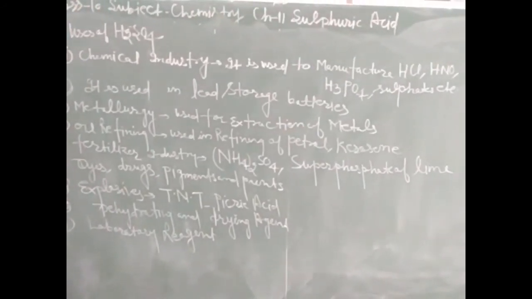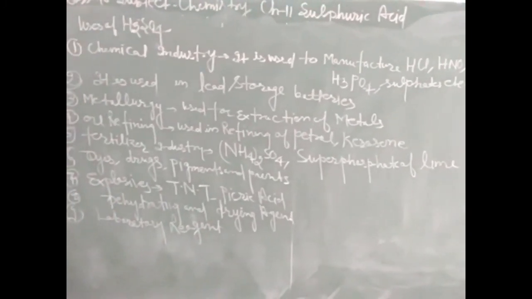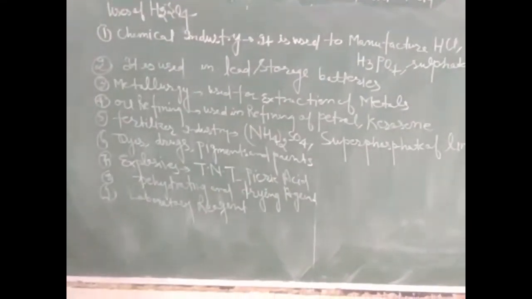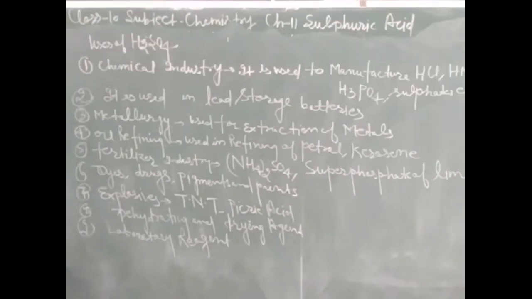Sulfuric acid is also used in the fertilizer industry for preparing ammonium sulfate and superphosphate of lime on a large scale, which is used by farmers for the growth and development of plants. It is also used in the preparation of dyes, drugs, pigments and paints. Explosives: sulfuric acid is used in the preparation of TNT, trinitrotoluene, along with picric acid, both explosive substances.